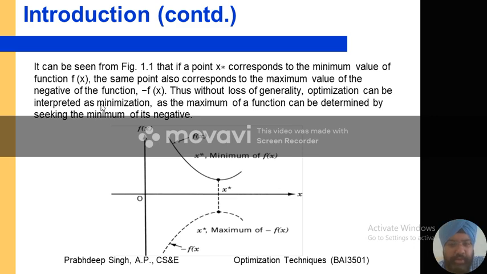Seeing this graph, we can say that we are getting a minimum of f(x) and a maximum of minus f(x). It can be seen from the figure that if a point x corresponds to the minimum value of function f(x), the same point also corresponds to the maximum value of the negative of the function, minus f(x). Thus, without loss of generality, optimization can be interpreted as minimization, as the maximum of a function can be determined by seeking the minimum of its negative.